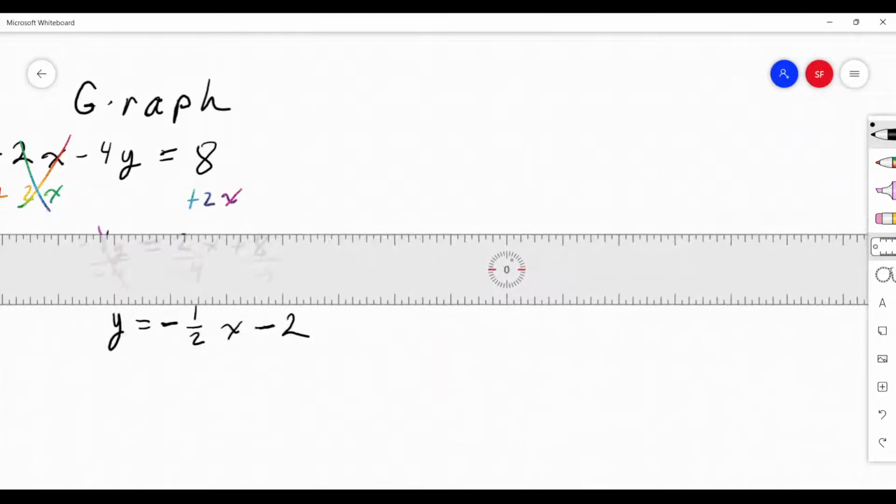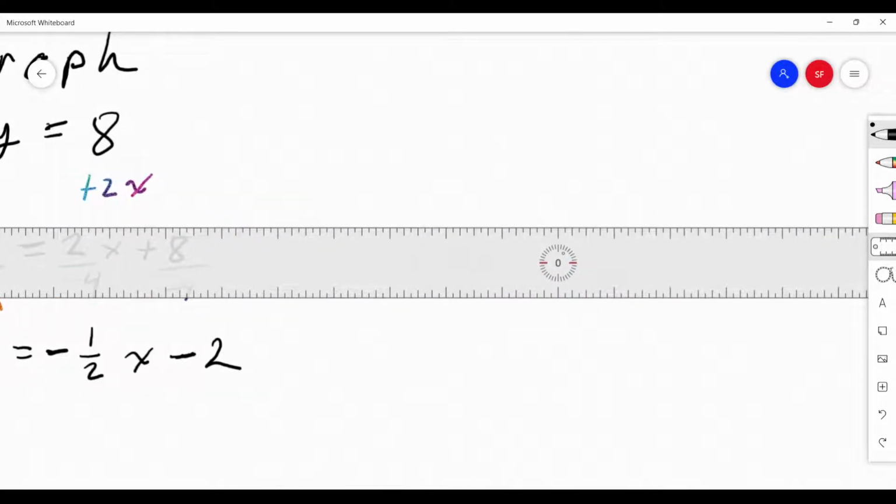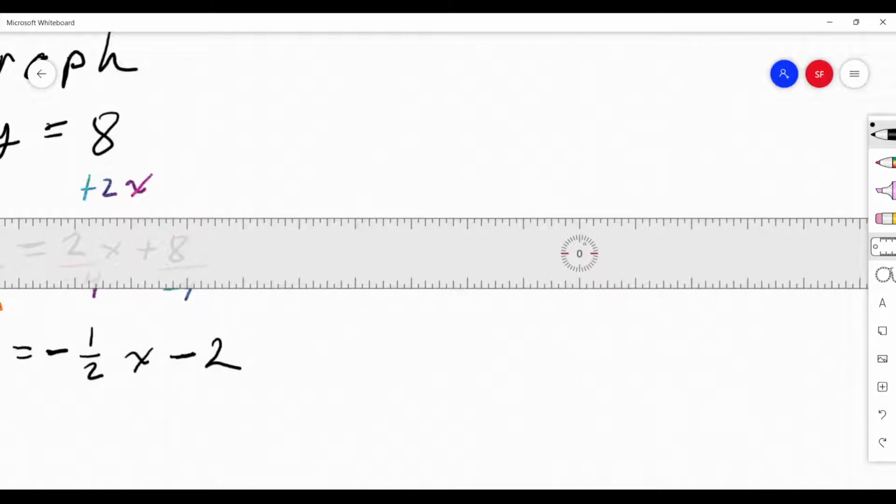Okay, so graphing from slope intercept is super easy. We've definitely done this before, but we'll review now. That's the whole point of today, isn't it?